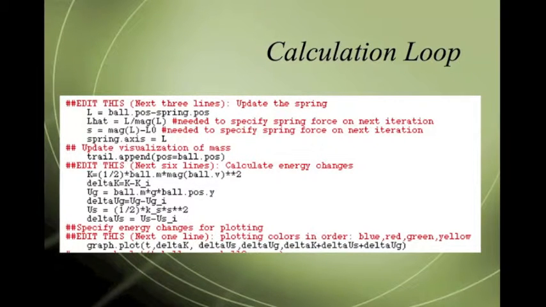Here it is implemented into the code. We will calculate the energy changes by having K, delta K, UG, delta UG, US, and delta US, which will be implemented into our graph plot.